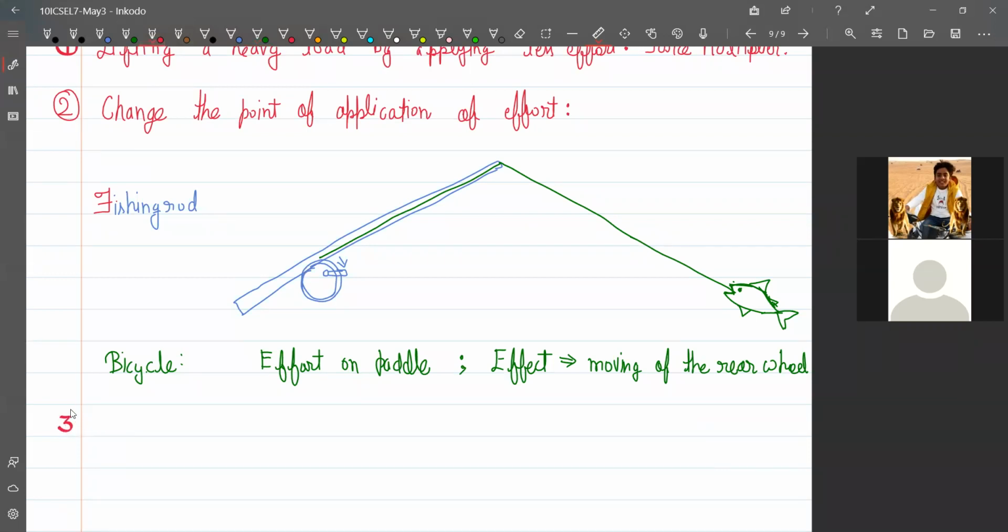Then next, it can be used to change the direction of effort to a convenient direction.